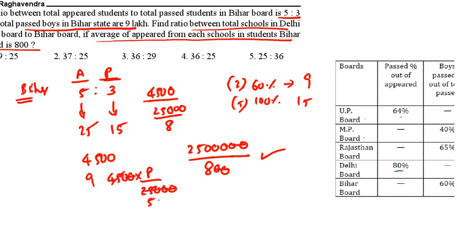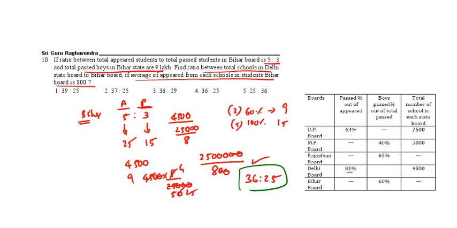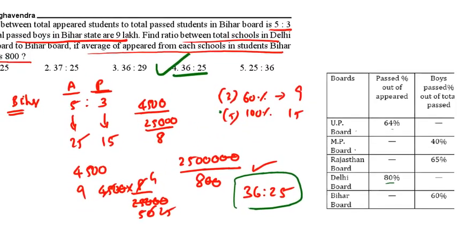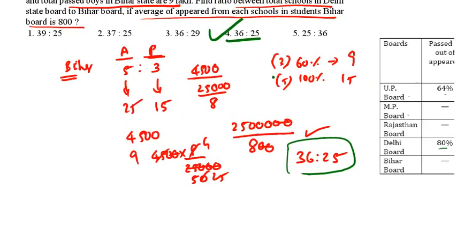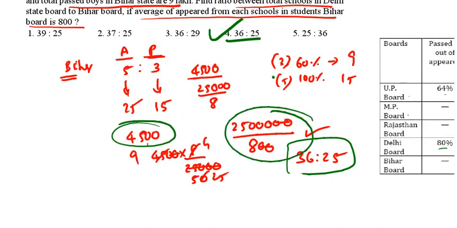Now total passed to total appeared is 7 is to 10. That means 7 parts equal to 10.5. 10 parts equal to how much? That is 15. So total appeared in Madhya Pradesh is 15 lakhs. Now average students appeared from Madhya Pradesh.